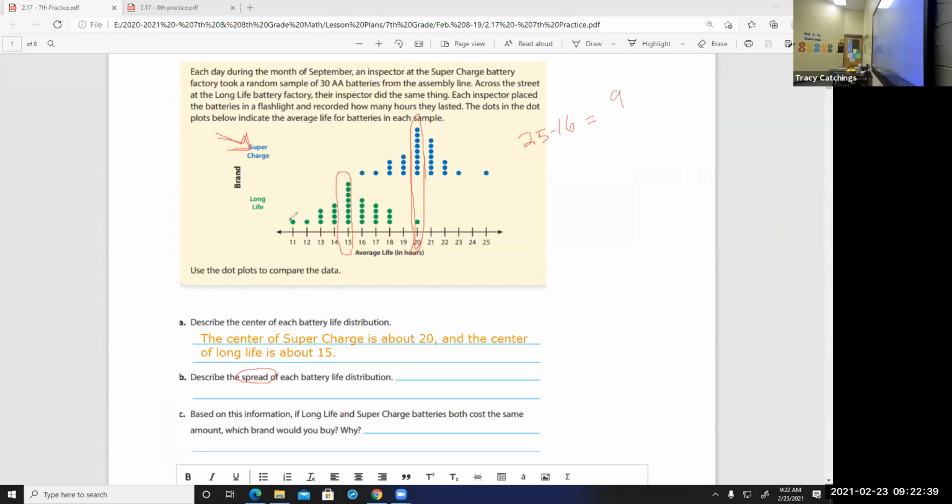And then look at long life. What's the highest? 20. What's the lowest? 11. What do we get? So what can we say about the spread? Were they the same? Were they different?